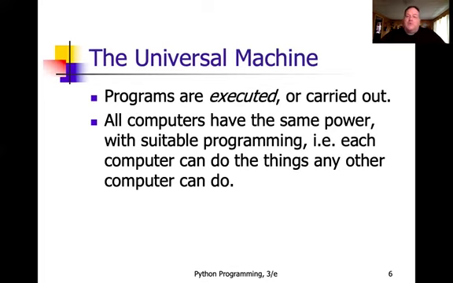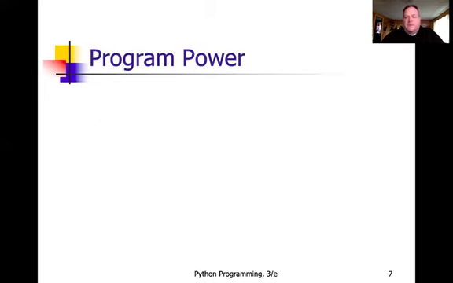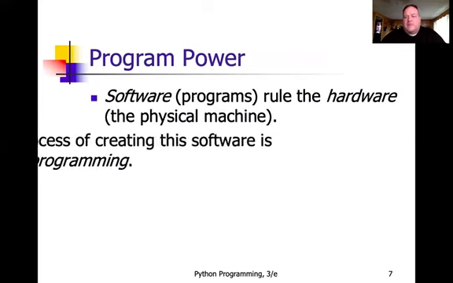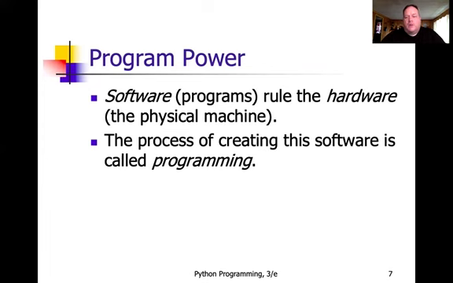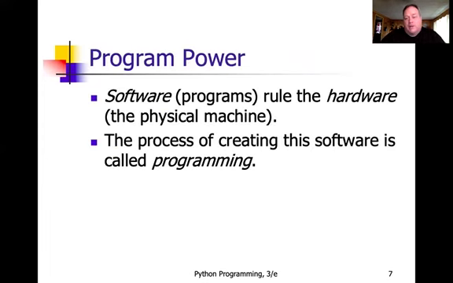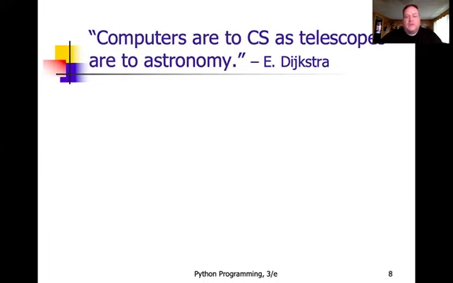Python programs can be executed on a Windows PC, on a Mac, on a Unix computer. A lot of Python programs can be executed on smartphones and other computing devices as well, as long as they have the same type of video interface and some sort of keyboard or a way to interact with the user similar to a mouse. Now, the power of a computer is that the software, the programs, actually control the hardware. And writing that software is called programming. And that's what we're going to be doing this semester.